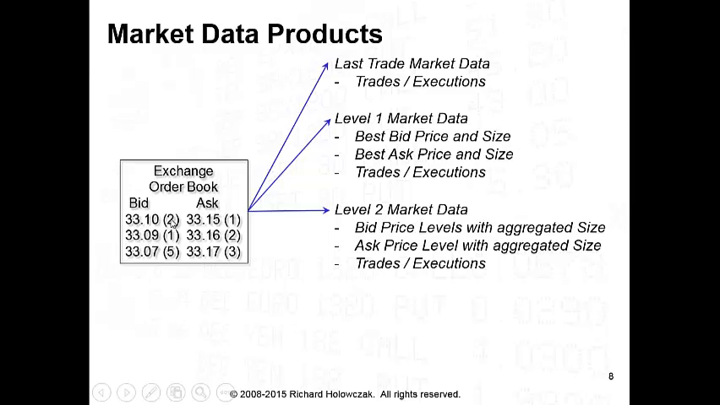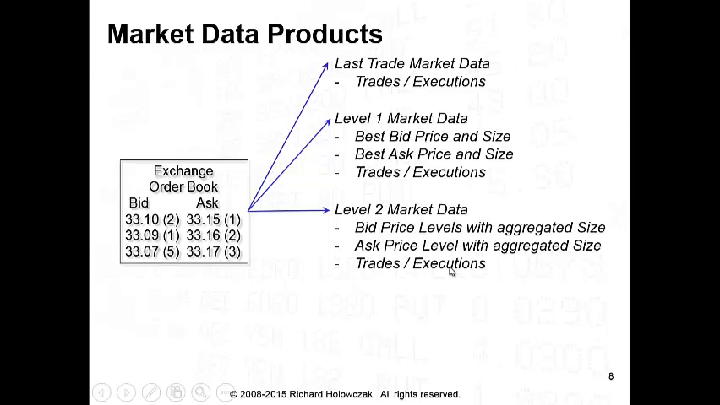So let's take another example. This $33.10 bid has 200 shares. At one level, we might say that this could be one order, or it may actually be two orders to buy 100 shares each that share this $33.10 price level. So generally, level two market data is going to aggregate across price levels and give the full depth of the book. So for each price level, the total number of shares that are available to trade, both on the bid side and on the ask side for each one. And then again, along with trades and executions.